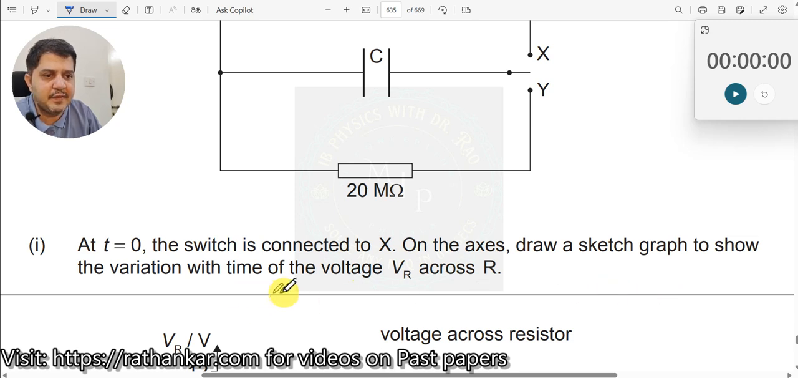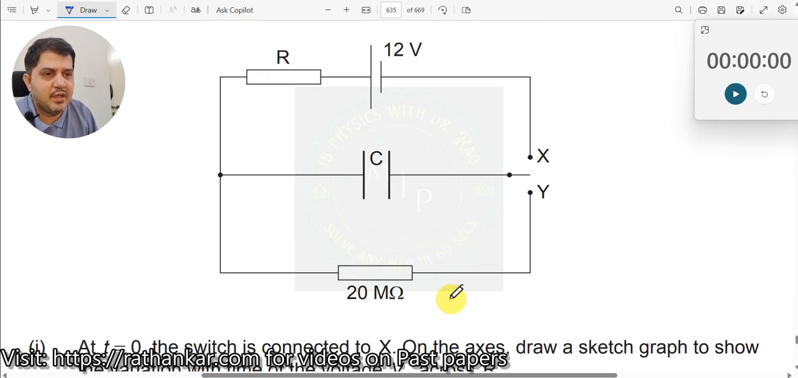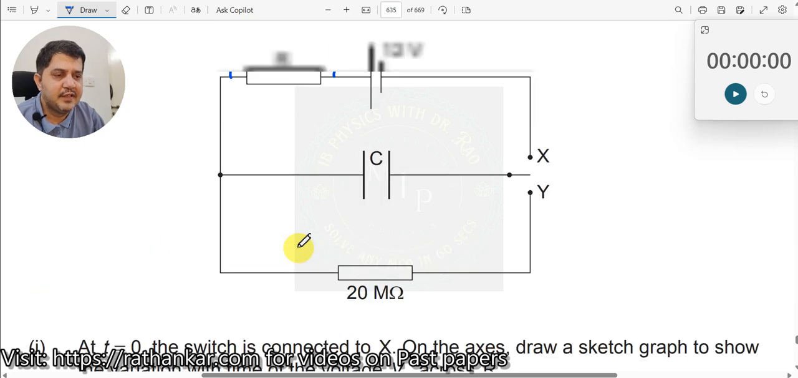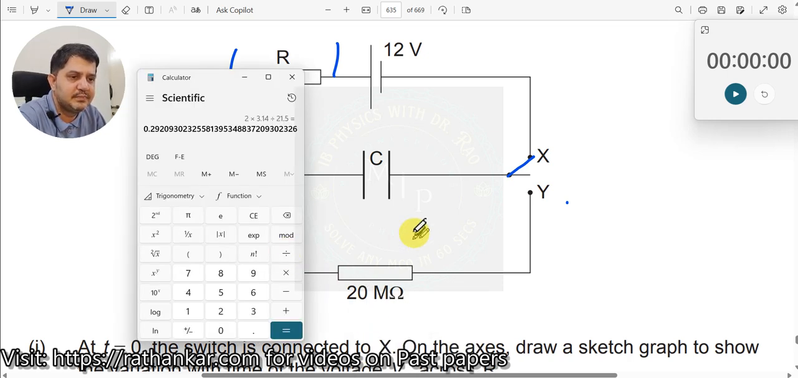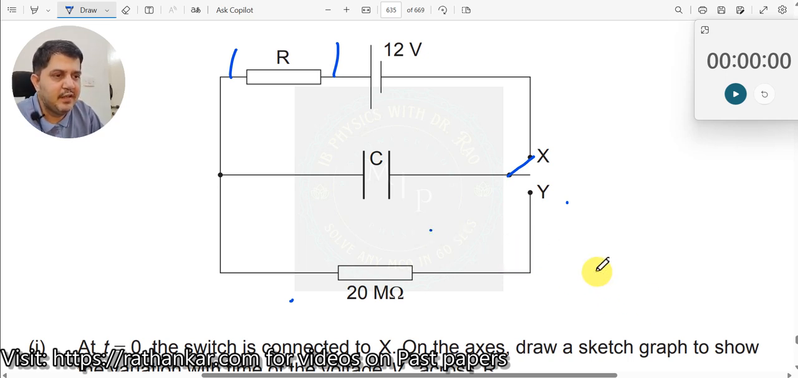To show the variation with time of the voltage VR across R. So how is the voltage VR changing with respect to time? What you need to do is something like this. When you connect at time t equal to 0, what will happen? When you connect this one here, the current will start flowing from here. It will come like this. It will charge the capacitor, and as a result, all the voltage will get dropped across the capacitor, and the voltage across the resistor will become lesser.